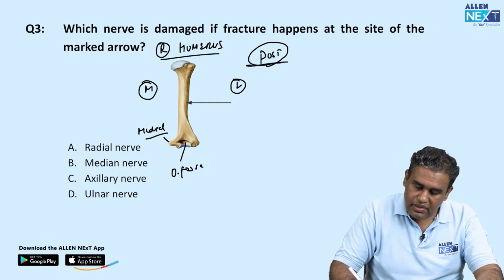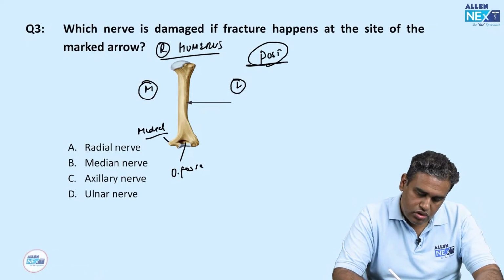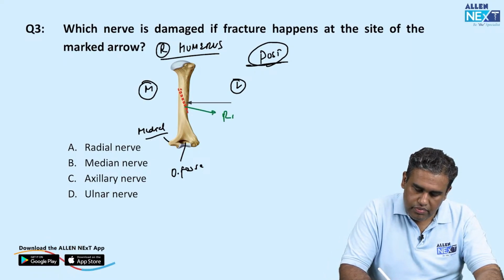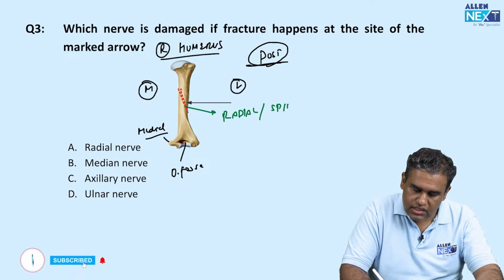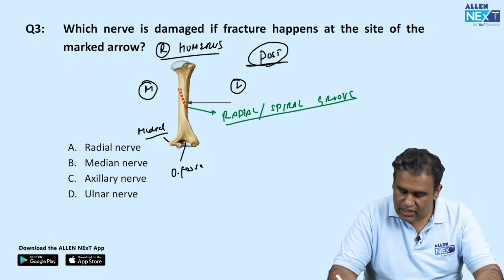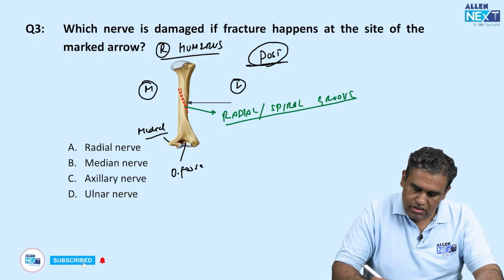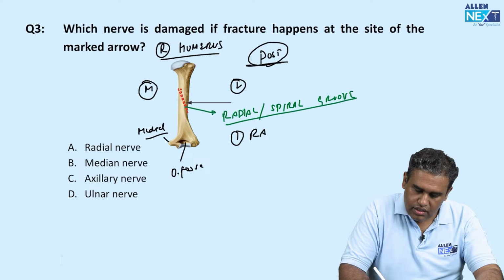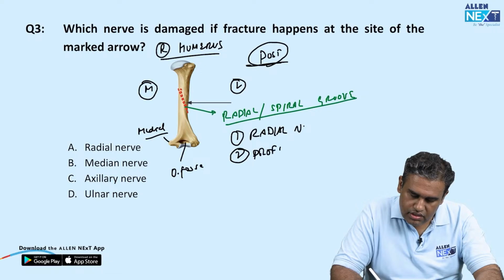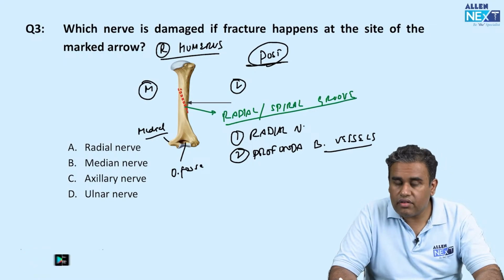The arrow is pointing towards the mid shaft. And over here in the mid shaft, you have a groove which goes from medial to lateral. This groove, as we all should know, is known as the radial groove or the spiral groove because it has a spiral course. This groove has two main contents. One is obviously the radial nerve itself, and the second content of this groove will be the vessels. Which vessels? They will be the profunda brachii vessels, the branches of the brachial artery.